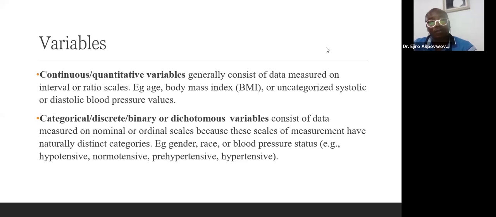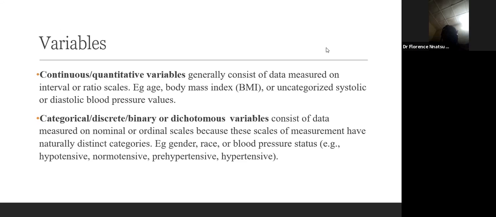Then categorical or discrete variables consist of data that are measured on nominal or ordinal scales, because the scales of measurement are natural.